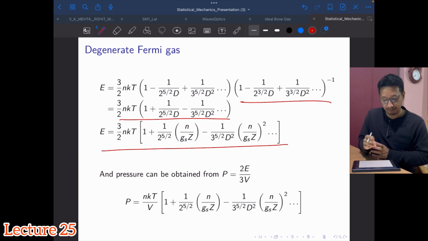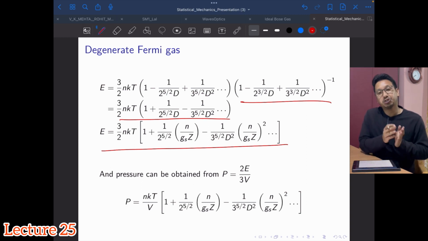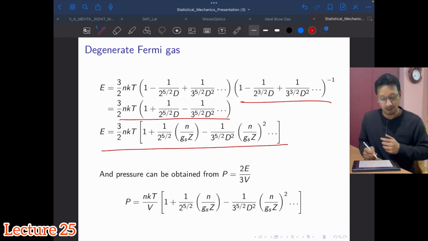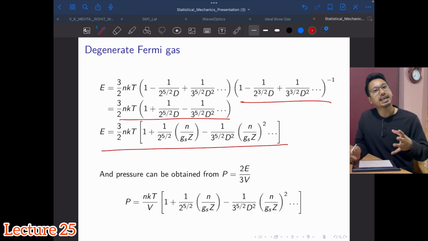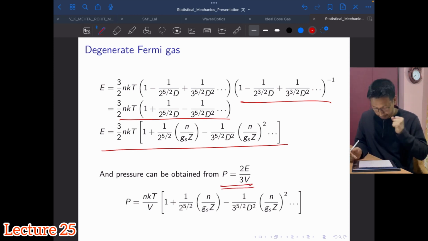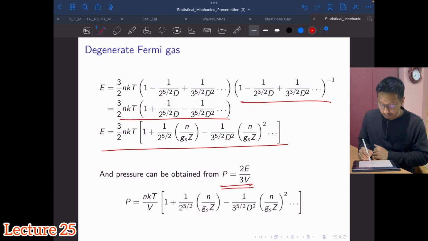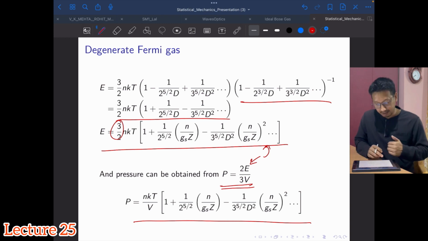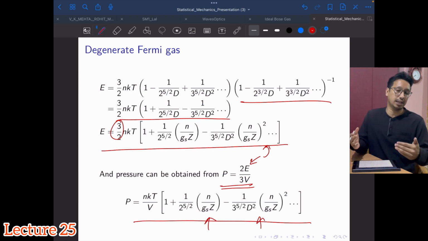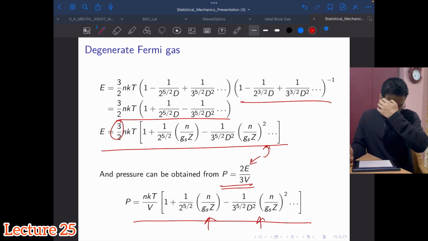If you have more and more contribution from that, your gas will deviate. As you can see from this expression, the total energy will deviate from the ideal gas. Once you get the total energy, I can calculate the pressure using the expression we have been using for calculating pressure. Simply substitute for E from what you have obtained here. 3 by 2 is there, 2 by 3, it will get cancelled out, and you will end up getting this. Again, this is the expression of pressure. As you have more and more contribution from the higher order terms, you will get a deviation of the pressure from the ideal gas.